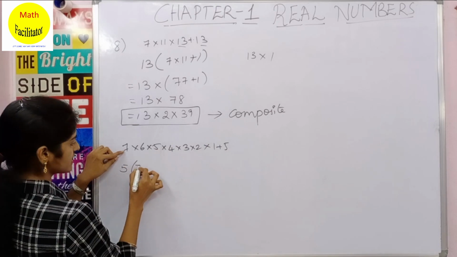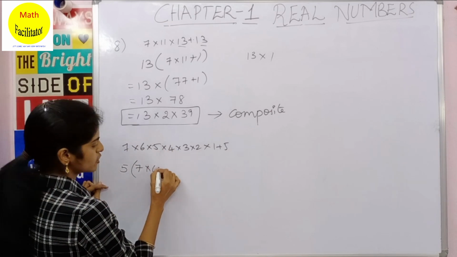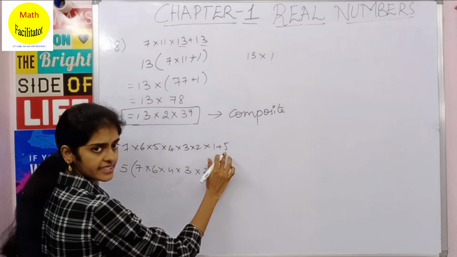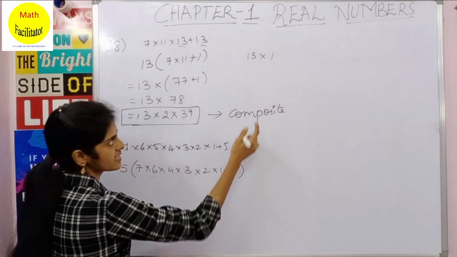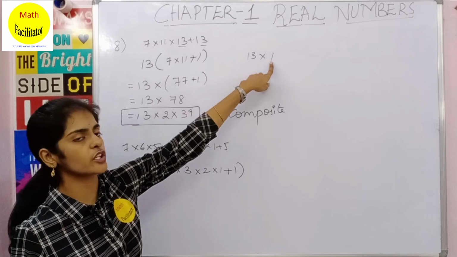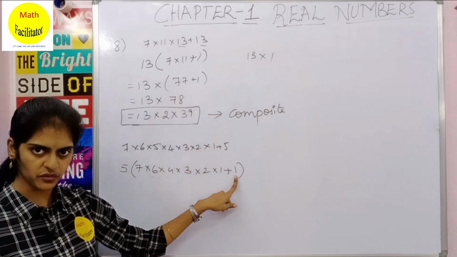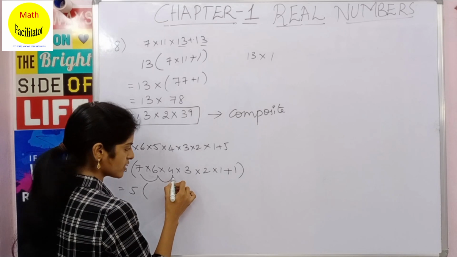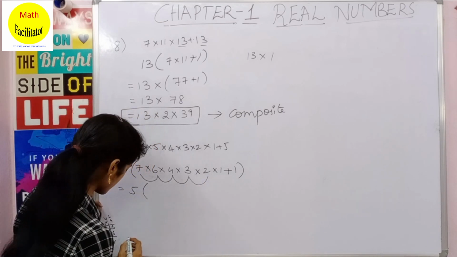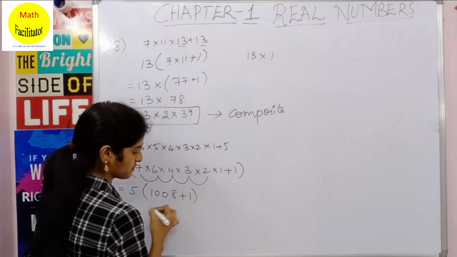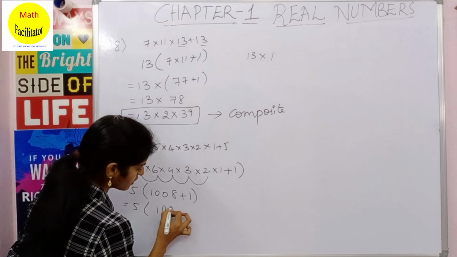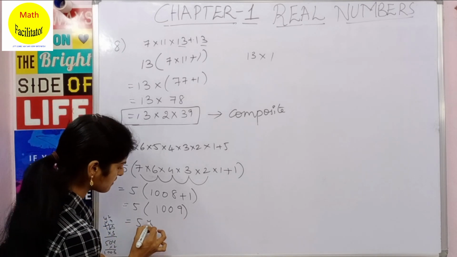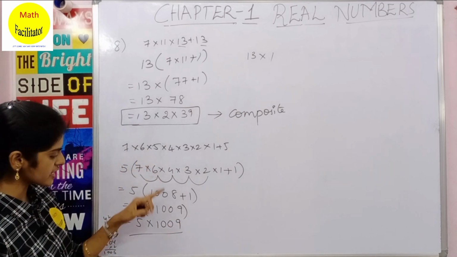So taking 5 common, you are left with 7 into 6 into this 5 you have written here, so into 4 into 3 into 2 into 1. And here you are taking 5 common, so you are left with 1. Similar step. Here also you took 13 common, so you were left with 1. Here you are taking 5 common, so you'll be left with 1. So this is nothing but 5 into, now 7 6s are 42, 42 4s are 168, 168 3s are 504, 504 2s are 1008. So 1008 plus 1. So this is nothing but 5 into 1009. See if you can divide 1009 by any number. Otherwise also this is nothing but 5 into 1009. So you express this as a product of two numbers.